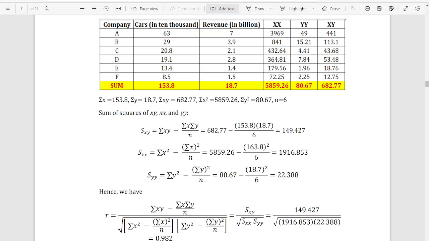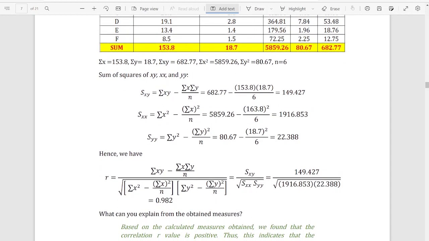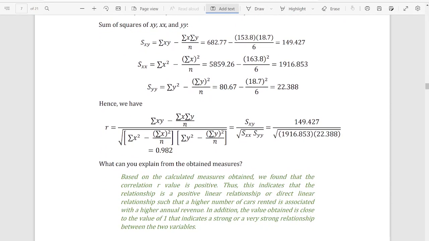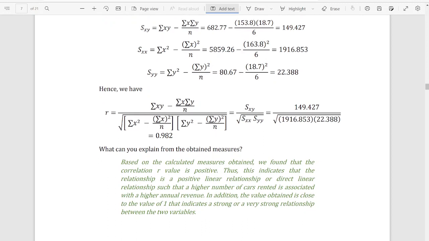You calculate the values, you get 149.4274 for sum of XY. And for sum of XX, you get 1916.853. And sum of YY, you get 22.388. Okay. And finally, you substitute the values into the equation, and you find that the value of R is equal to 0.982.